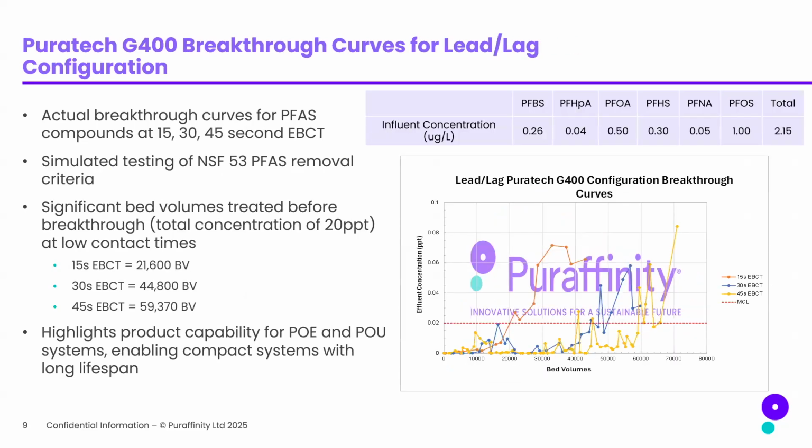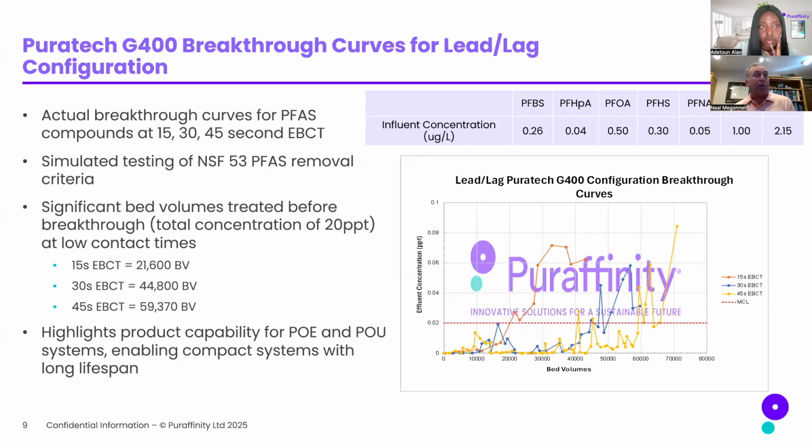In contrast, this is a PureTech G400 breakthrough curve. Again, looking at lead lag here, if you notice, the contact time is significantly shorter. So instead of 10 to 20 minutes, here we're operating at 15, 30, and 45 seconds contact time. You also notice that the concentrations are higher in this test that we ran here. So we're running up to 2 part per billion for an inlet concentration. And you can see that there's significant bed volumes of water treated. And here we just picked a point of 20 part per trillion as the breakthrough time.